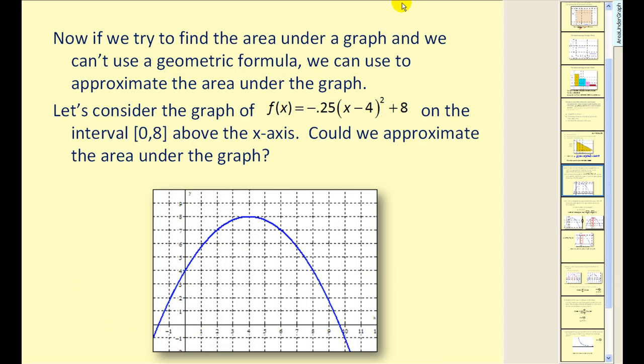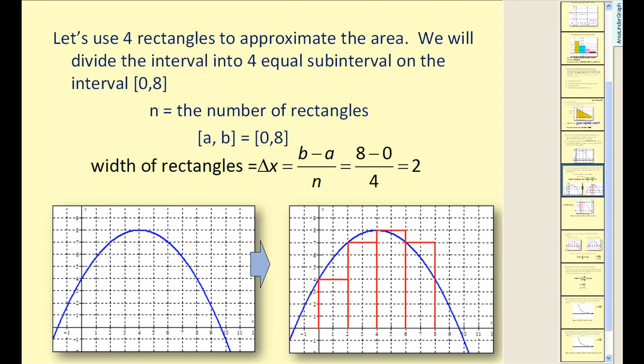Now the question becomes, how do we find the area under a graph if we can't use a simple geometric formula? If we consider this graph on the interval from 0 to 8 and above the x-axis, could we approximate the area under the graph? Well, one thing we could do is divide the interval from 0 to 8 into smaller intervals and then make rectangles, find the area of these rectangles, and we could say that it would be approximately equal to the area under the graph. We can see that these two rectangles would be too small of an area, but these two over here would be too large, and so it would be very close to the area under the graph.